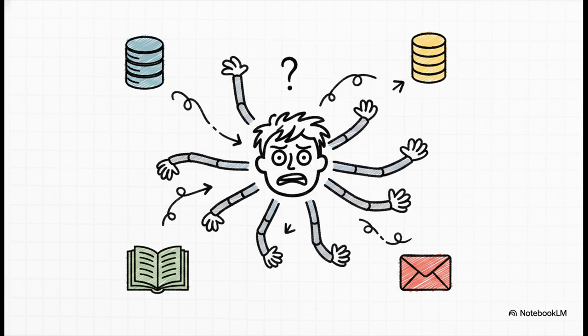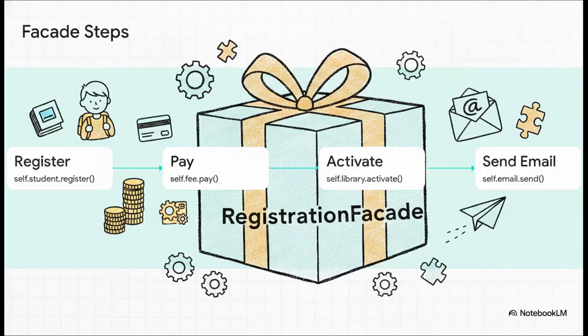Now, without a facade, your standard client code would have to instantiate every single one of these classes and call all of these methods individually, strictly in the right order. Imagine writing that out 50 times across your application at 2 a.m. Yeah, no thank you. So enter the registration facade class.